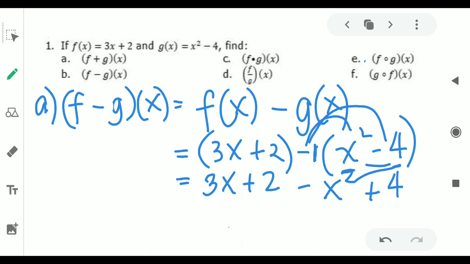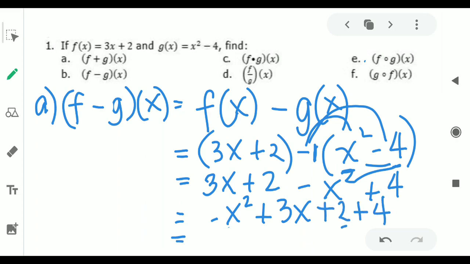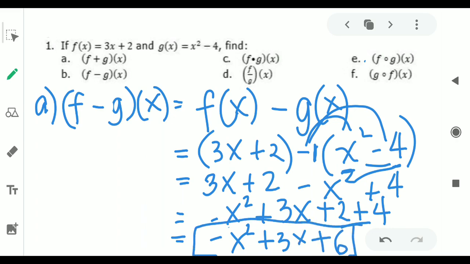Okay, again, we rearrange according to the exponents. That's negative x squared plus 3x plus 2 plus 4. Or, we simplify 2 plus 4. That's negative x squared plus 3x plus 6. And that is our final answer. Okay. This is letter B.